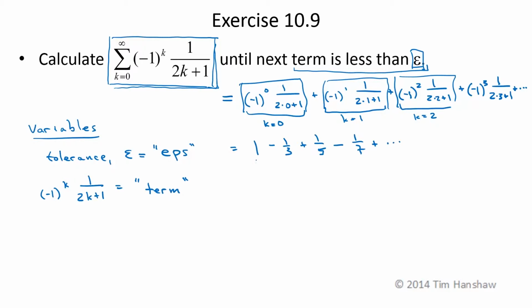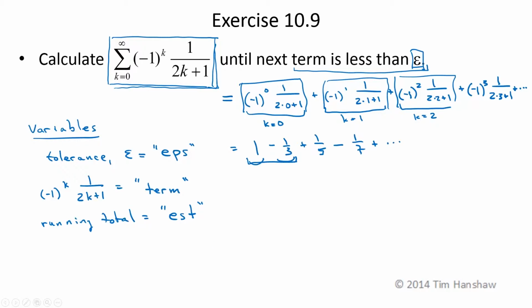I'm also going to keep adding these up. When I calculate my first term, my estimate for pi over 4 is going to be 1. When I calculate the term for k equals 1, I'm going to add these two together. That's going to be 1 minus 1/3, which is 2/3. So I'm going to keep a running total as I loop through these. Since that's my estimate for pi over 4, I think I'll call that EST.